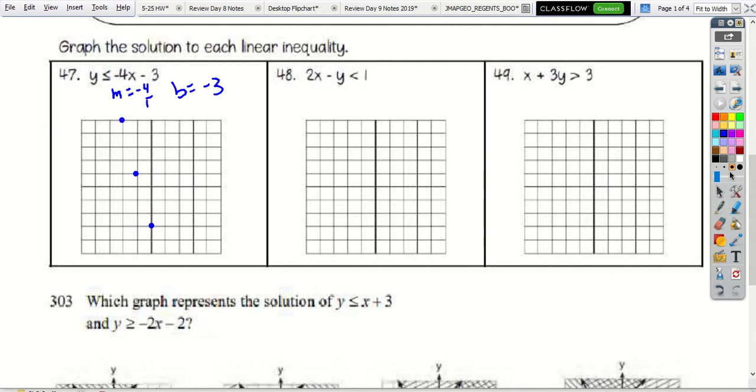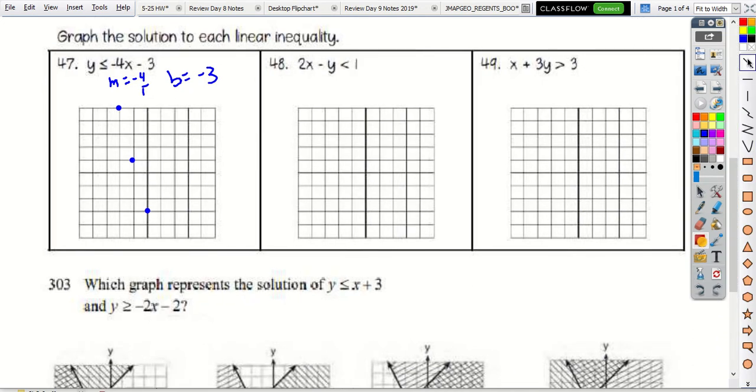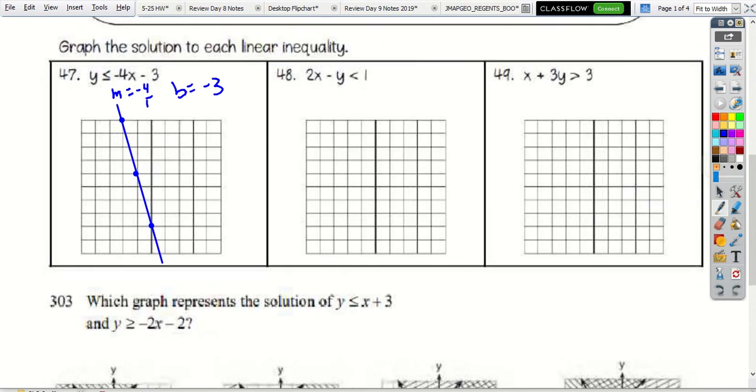Now this is an equal to line, has an equals in it, so that means it's going to be a solid line, okay? The dotted line is when it's strictly greater than or less than, and that indicates that the points on the line are not in the solution set. So here these points are in the solution set, so we got our line. This is the boundary line. So y is less than or equal to -4x minus 3.